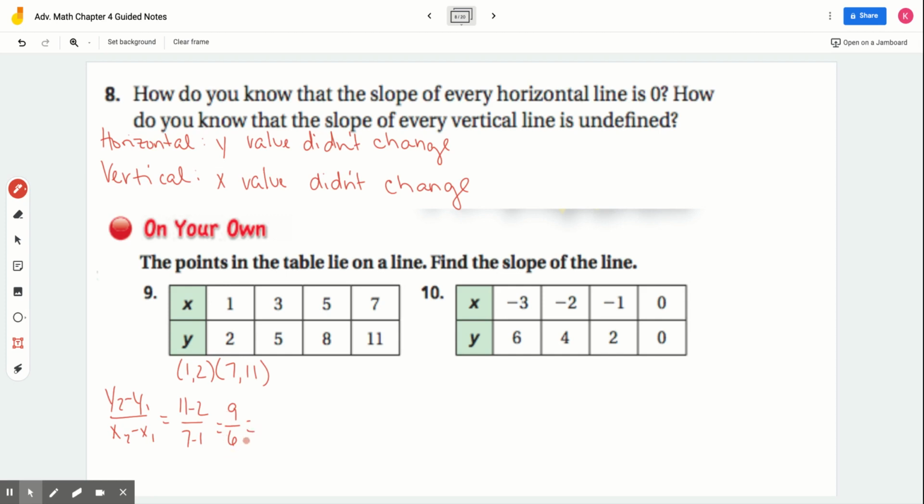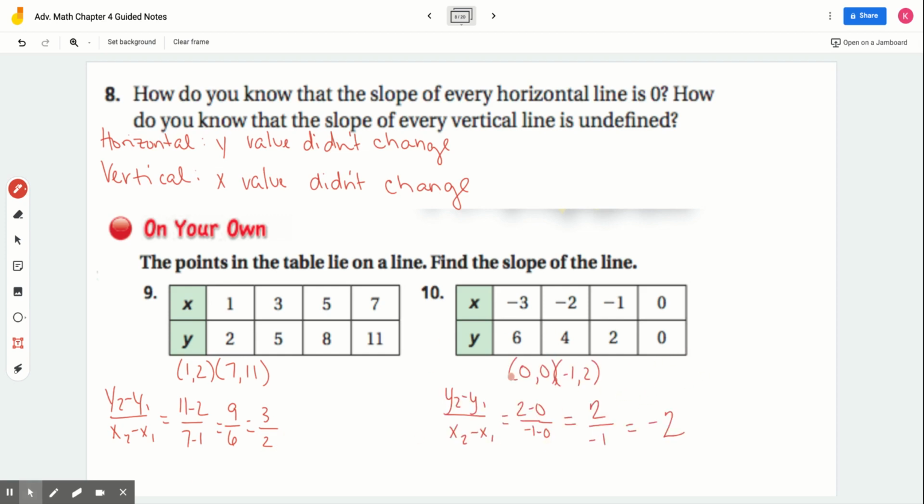These can both be divisible by 3. So 9 divided by 3 is 3. 6 divided by 3 is 2. Now, we cannot have a mixed number as our slope. We can have a fraction, we can have a whole number, we can have an improper fraction, but no mixed numbers. So a slope of 3 over 2 is my final answer. Now go ahead and give number 10 a try.